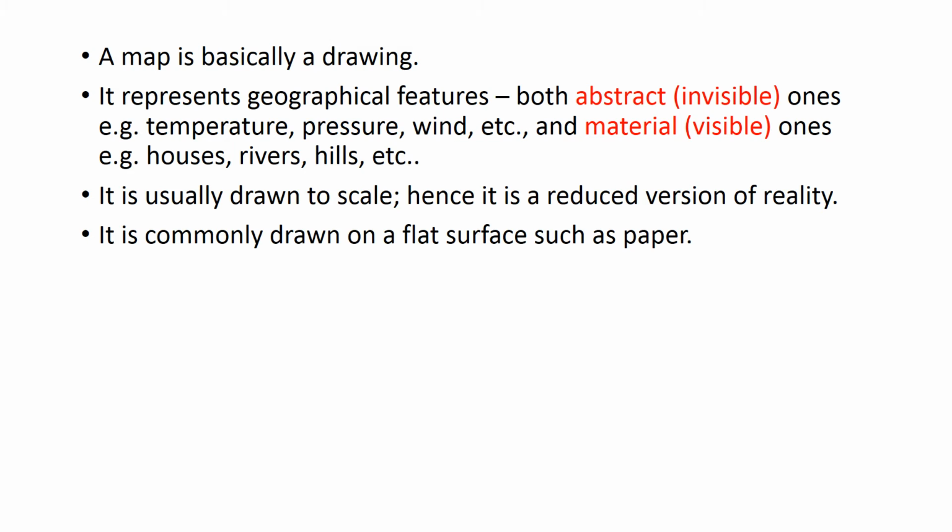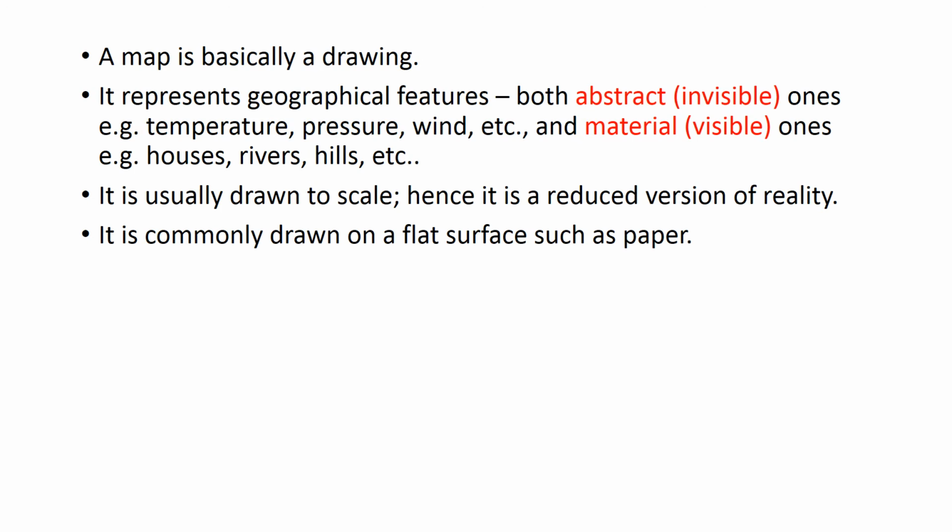A map is basically a drawing. It represents geographic features. Some are invisible. You can have temperature map, pressure map, wind map. You may not be able to see temperature and pressure, but these are measured by instruments. And the wind, you see where the wind is blowing and so on. Some of the geographic features are actually visible, like houses, hills, rivers, valleys.